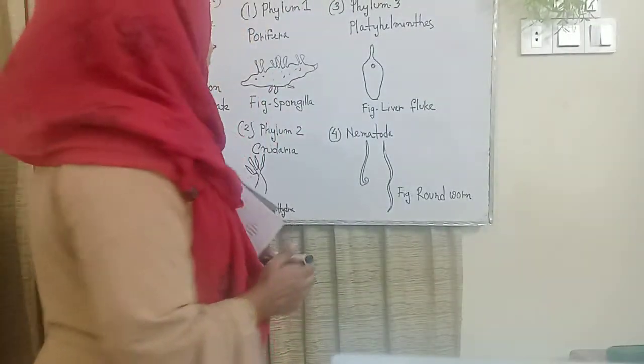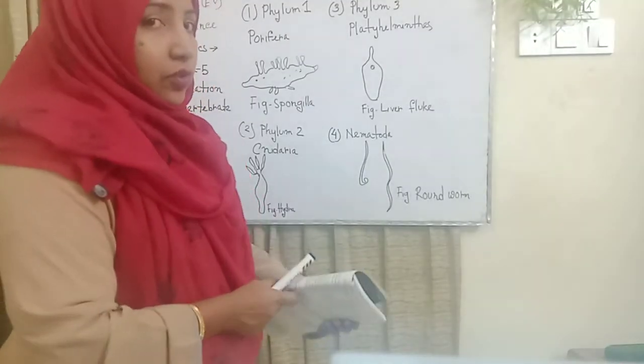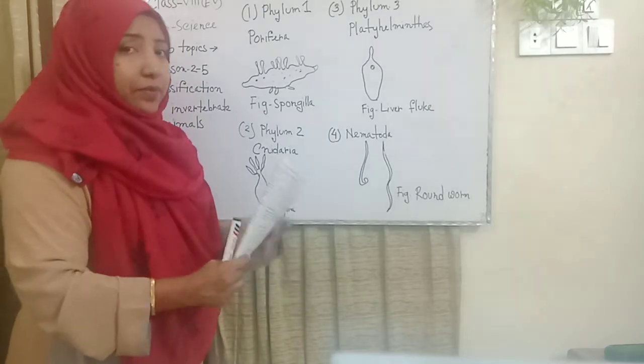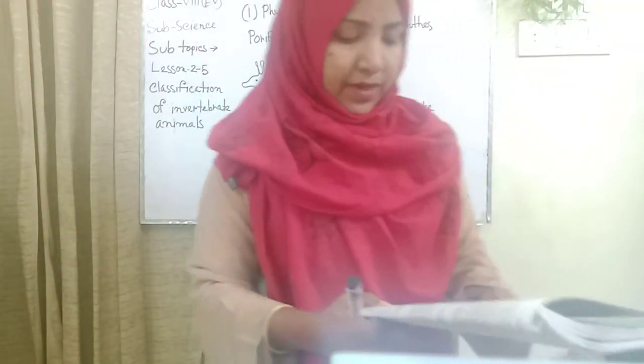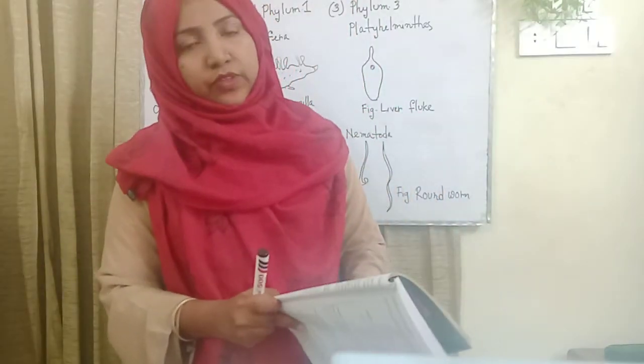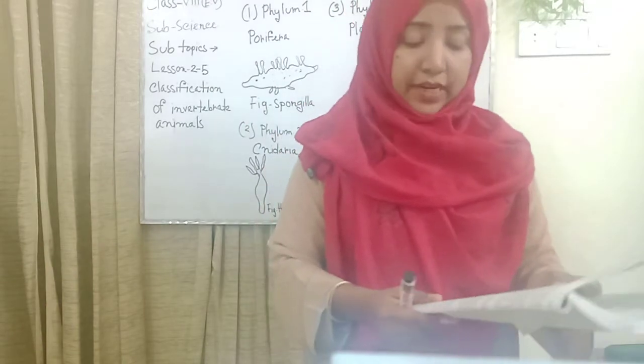Here I have drawn four categories, or four animals. They are also invertebrate animals. Now, everyone please open your books to page number 2.5, the classification of invertebrate animals.